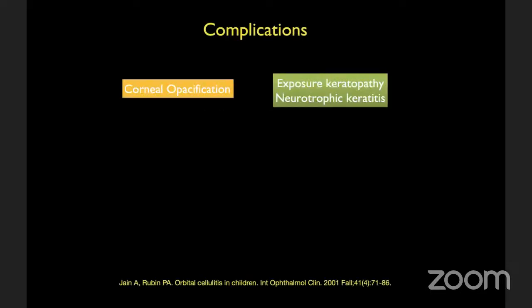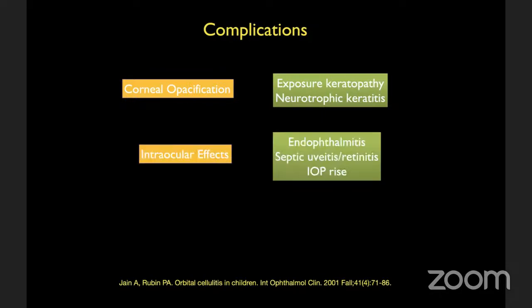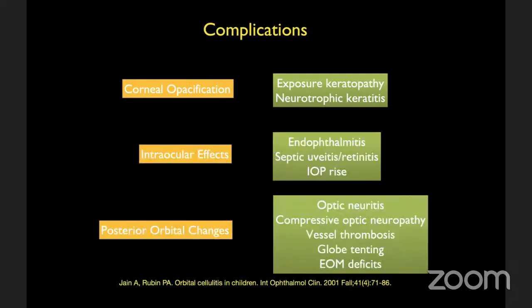Some of the complications of orbital cellulitis can be corneal opacification when there is exposure keratopathy or neurotrophic keratitis. Apart from that, you can also have intraocular effects like endophthalmitis, septic uveitis, and IOP rise. There can be posterior orbital changes like optic neuritis, compressive optic neuropathy, or globe tenting, which we saw with the stretching of the optic nerve, and there can be residual ocular motility deficits.